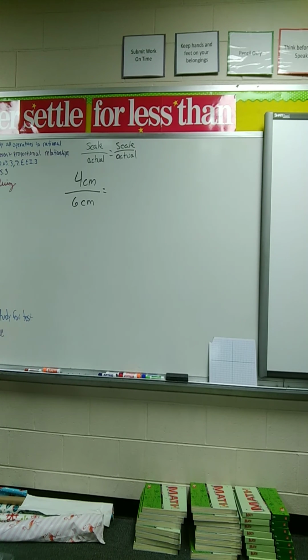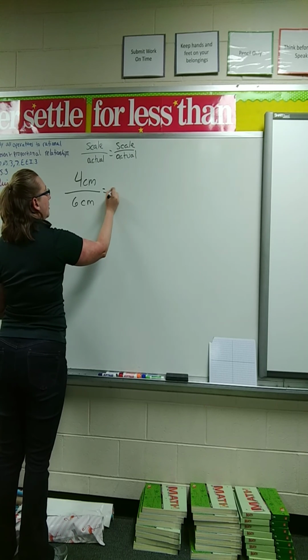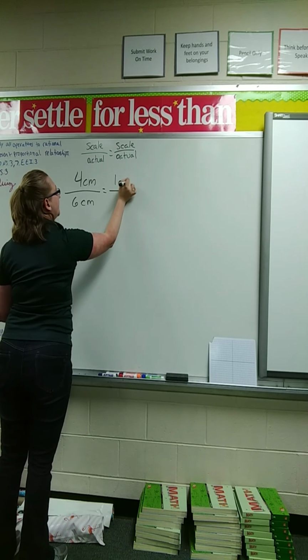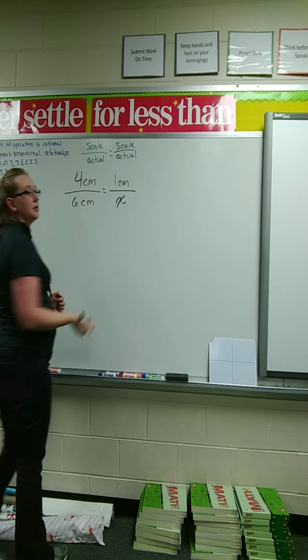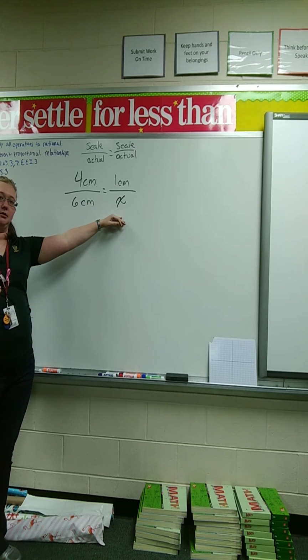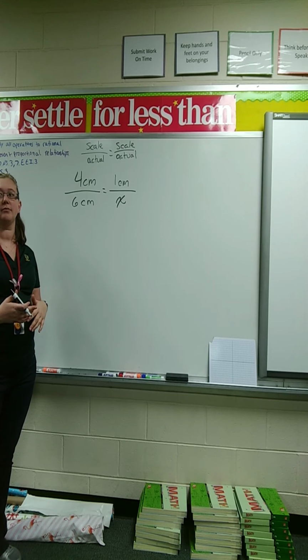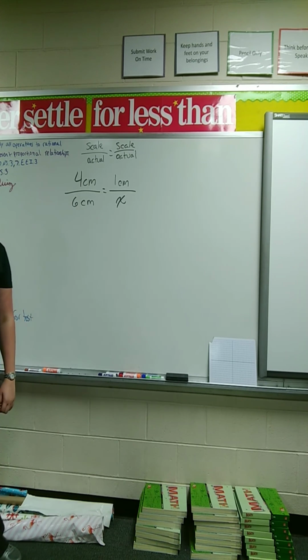So, we want to know if this is 1 centimeter, how large is that in reality? We want to know what that scale is. Okay? So what we're going to do, we're going to use our proportion, that format, to solve. So how do I solve the form of a proportion? How do I solve for that variable? What's the first thing?